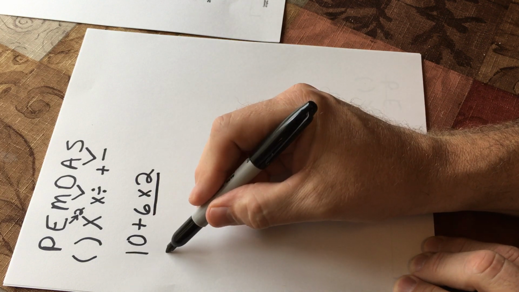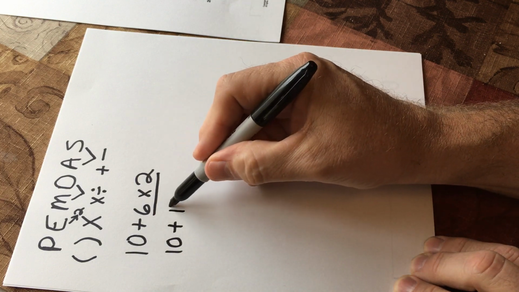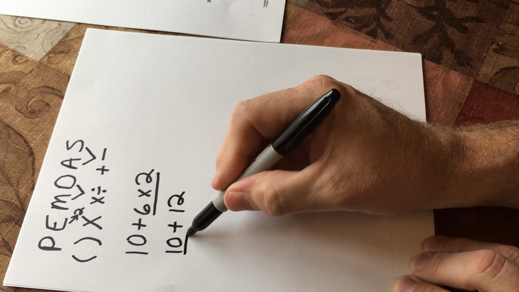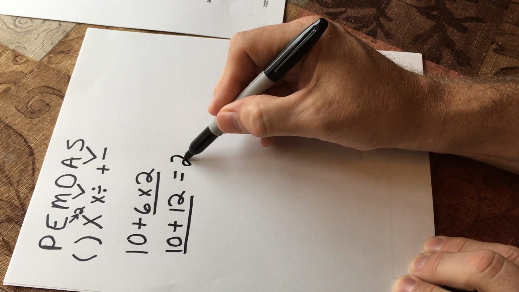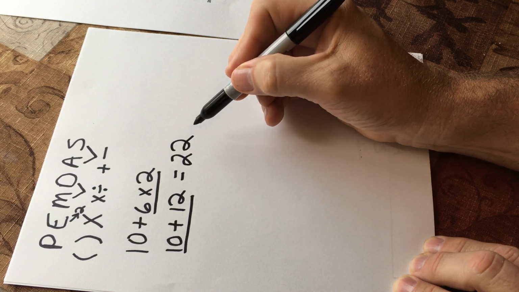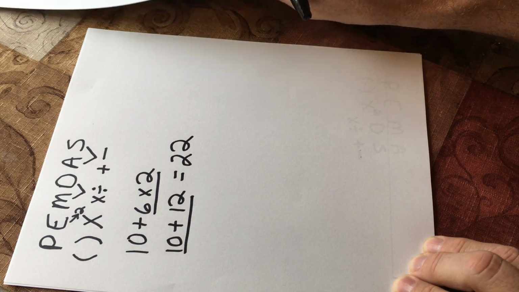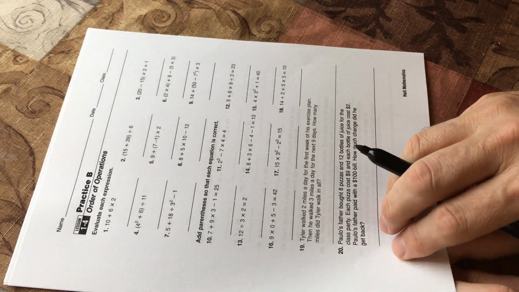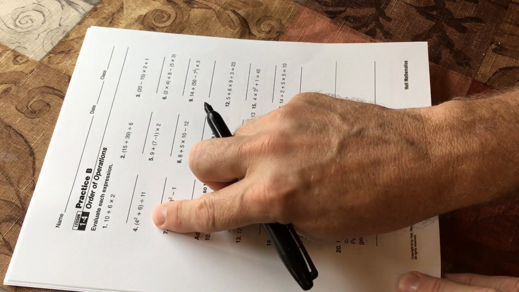So now I've got 10 plus 12. Now I add the 10 and the 12, and that's going to give me 22. Okay? Let's look at one that's a little bit more complex so that we can understand a few more. Let's take a look at problem 4.